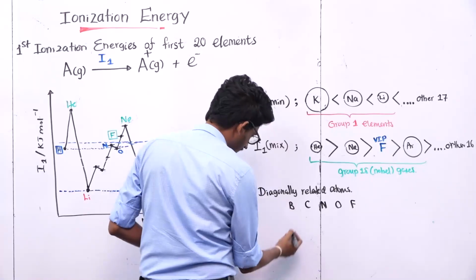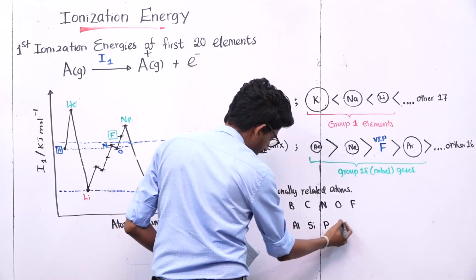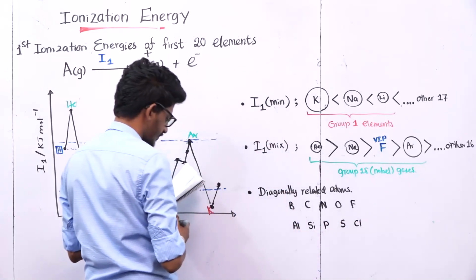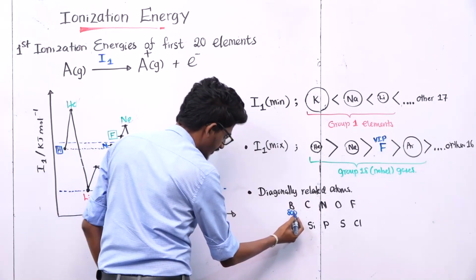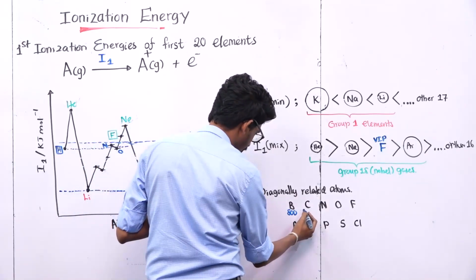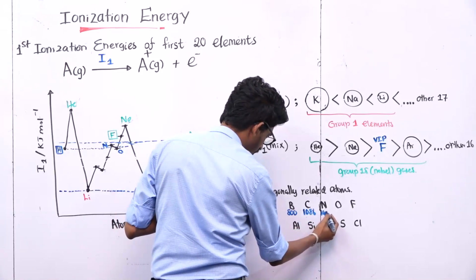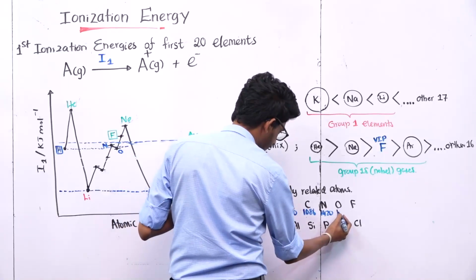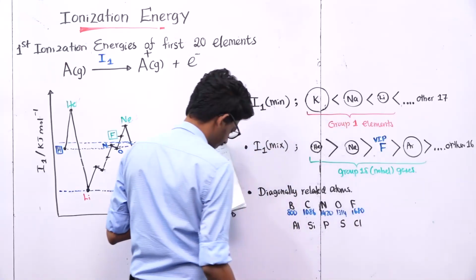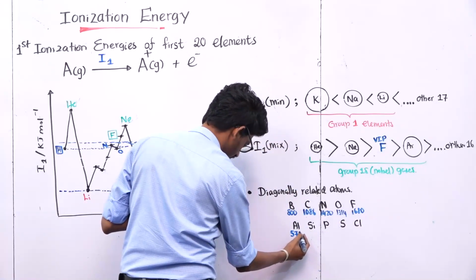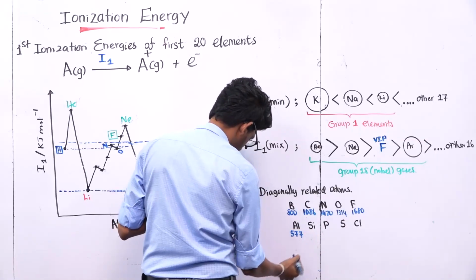The aluminium, silicon, phosphorus, sulfur, chlorine. So these values are given for these. I'll just write 800, 1420, 1314 and 1680, the values given in the resource book. No need to memorize these values. What we are supposed to do is actually come up with some special points here.